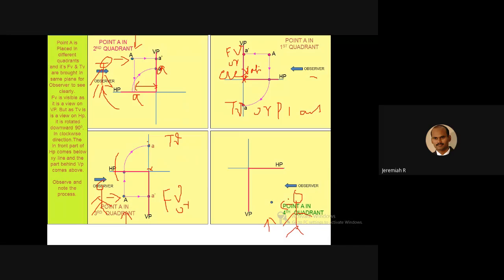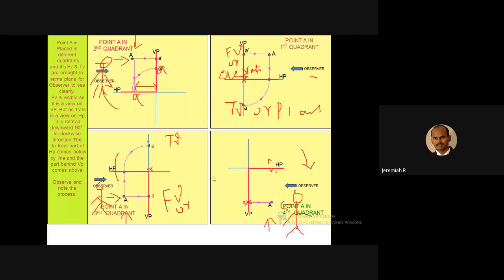Here, the observer sees from the front and gets a point here. That is a dash. When you see from the top, you look from here and get a point here. That is A. You have to rotate it clockwise by 90 degrees. So in front you get a dash.